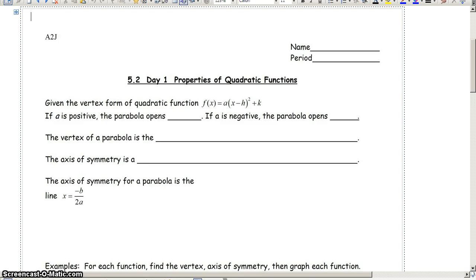Okay, well, we're going to take a look at section 5.2. We'll be spending 2 days on it. Here's day 1. Once again, looking at quadratics, looking at parabolas. And let's take a look here at the top of the notes.